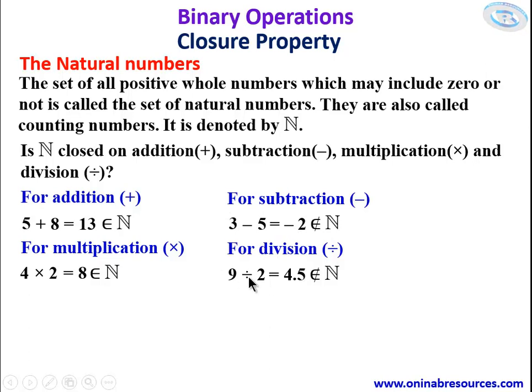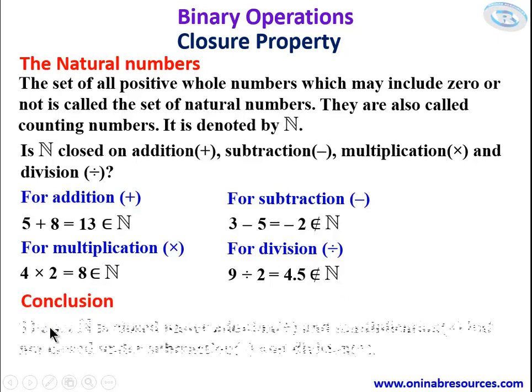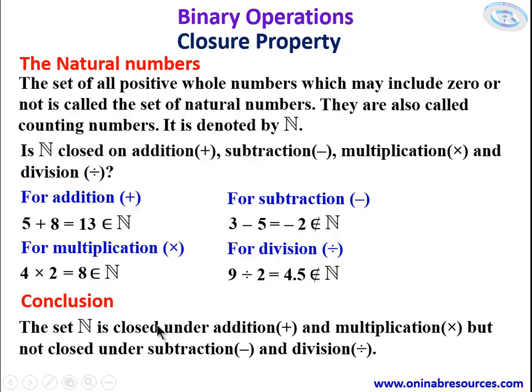Again, we need to be careful here also. We should not take the divisor to be a factor of the dividend. Otherwise, you are going to have a whole number as quotient, which will fall into the set of natural numbers. So we now conclude. In our conclusion, the set N is closed under addition, you can see, and multiplication, but not closed under subtraction and division operations.